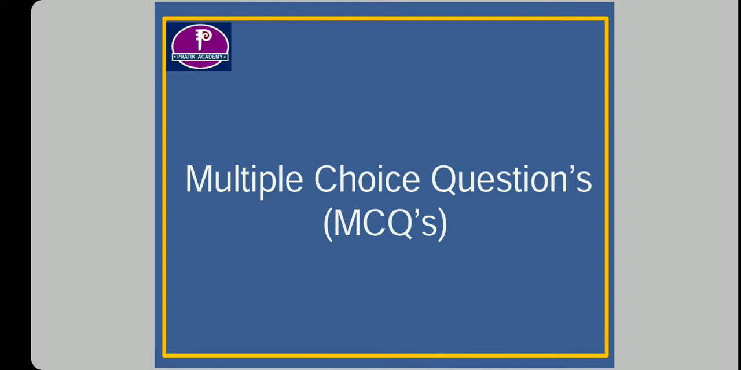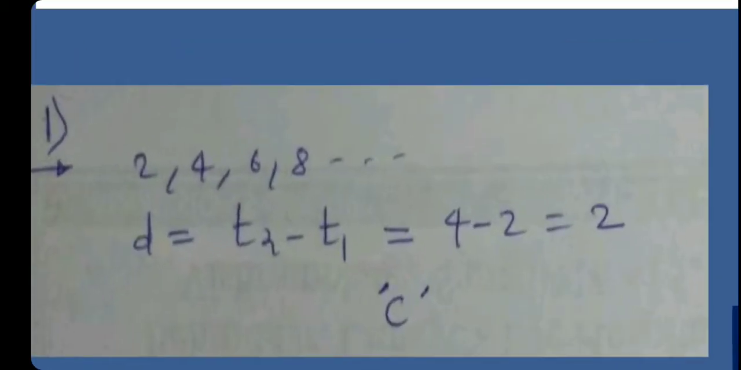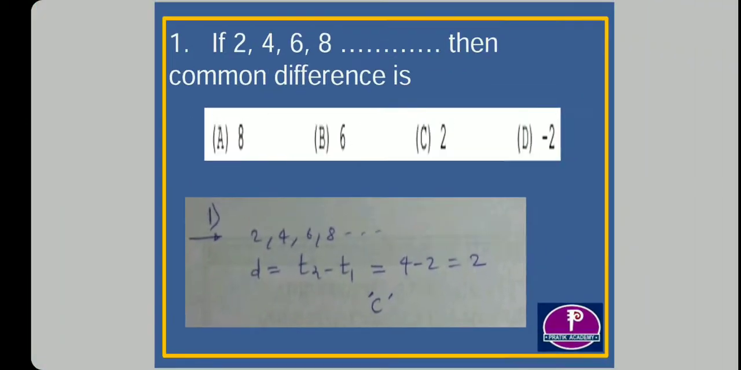So start with MCQs. First is, if 2, 4, 6, 8 is a sequence given, then find the common difference. So what is common difference? Common difference is denoted by D and it is nothing but the difference between two successive terms, that is t2 minus t1 or t3 minus t2, like that. So here the first term is 2, the second term is 4, so taking the difference we get D, the common difference, as 2. So option C.